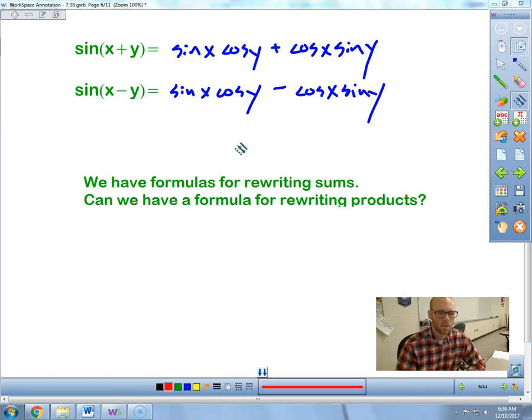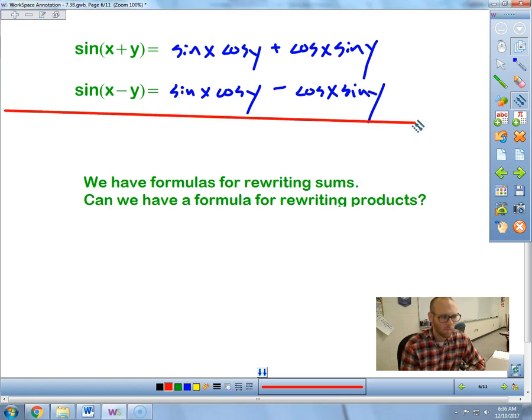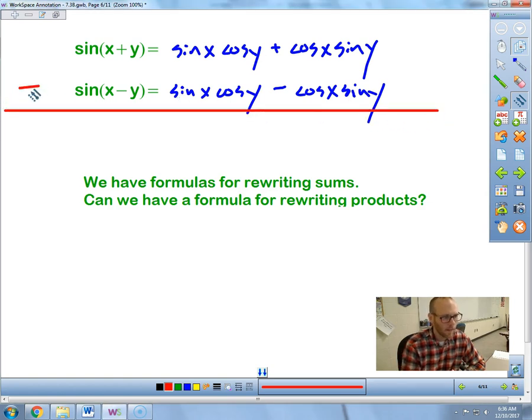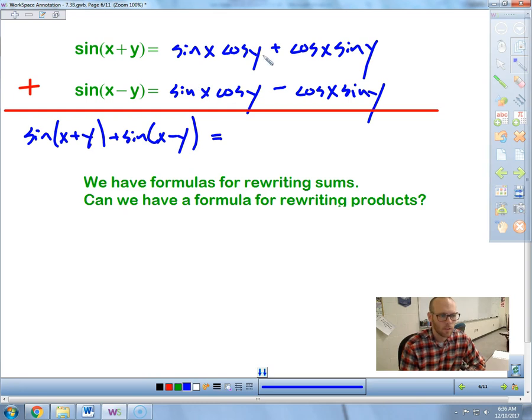Time to be clever. What would happen if I added those together? What would I get? Well, on the left side, I would have the sine of x plus y plus the sine of x minus y. What do I have on the right side? Notice those terms are the same. I would have 2 sine of x cosine of y. Now, when I add those together, those are the same. Those cancel.